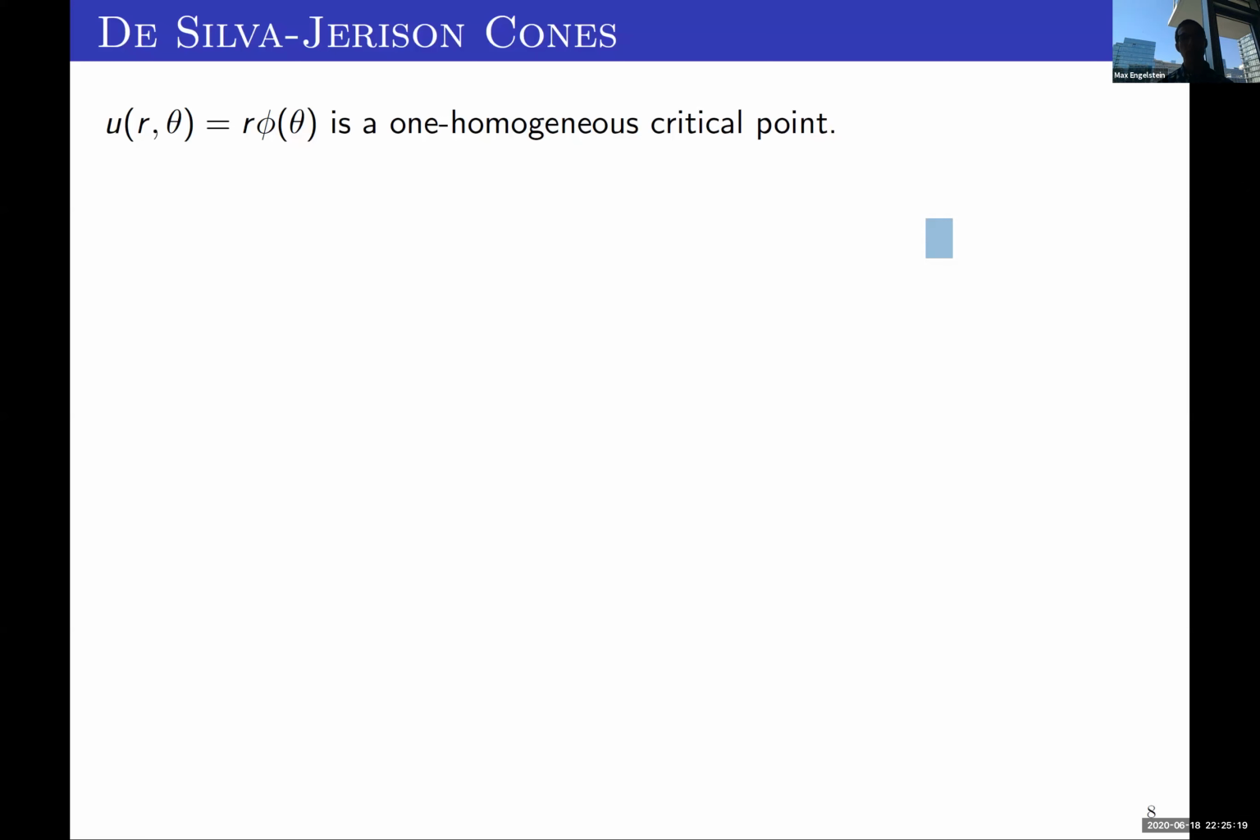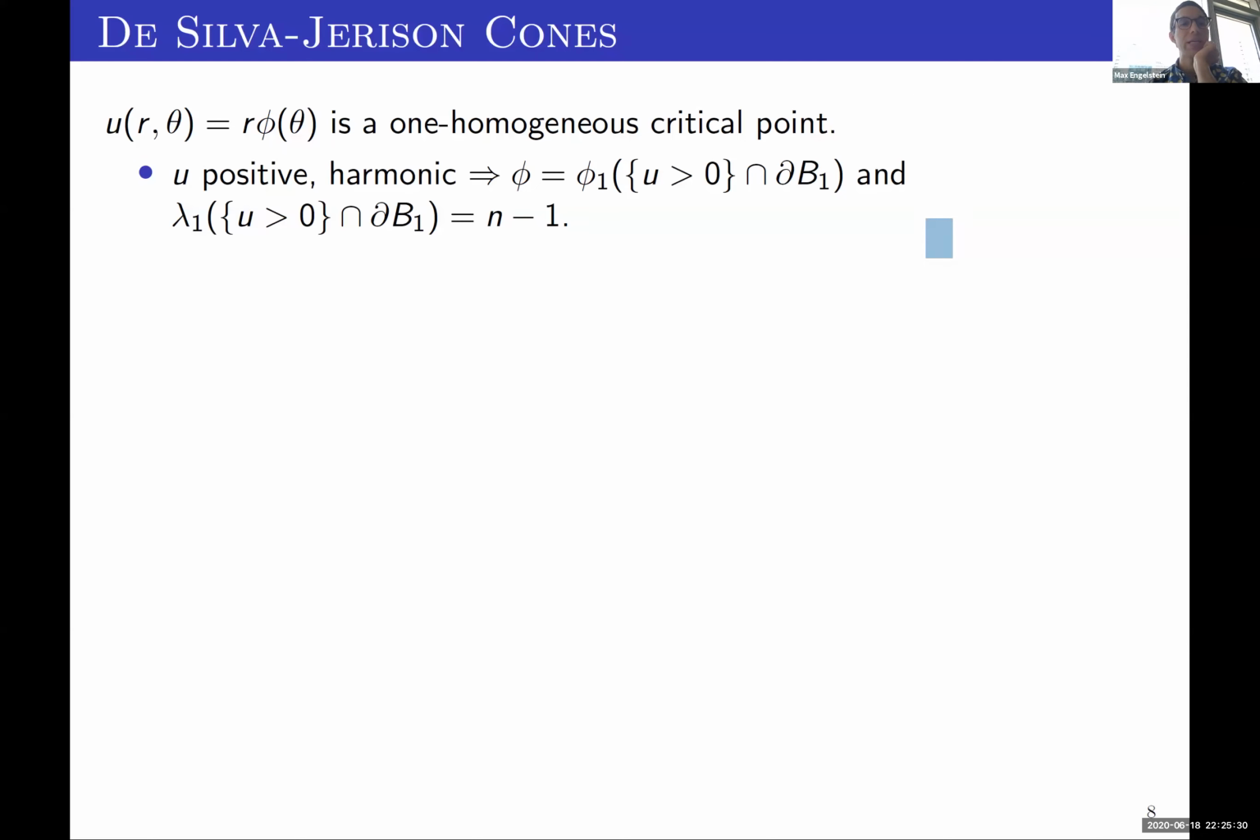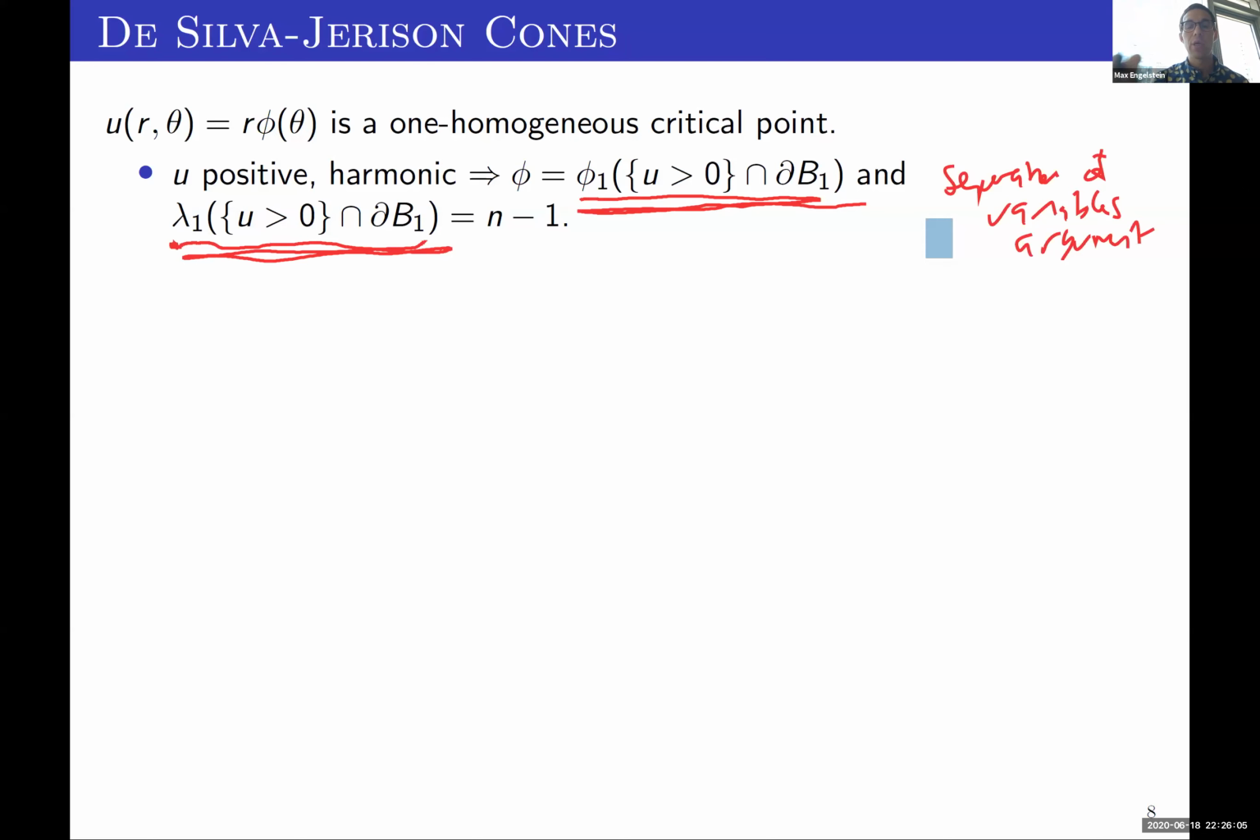Okay, and so what do we know about them? We know that they're one homogeneous. So I'm going to split up the function in polar coordinates, right? Theta lives in S^{n-1}. And we can just do some sort of basic analysis. If u is positive and harmonic, then you can write the Laplacian in polar coordinates, and you can see that this phi above has to be the first Dirichlet eigenfunction of the positivity set of u in the sphere. And that the eigenvalue of that set has to be equal to n minus 1. So this is just the separation of variables argument. And you know it has to be the first Dirichlet eigenvalue because of positivity, right? It doesn't change sign.